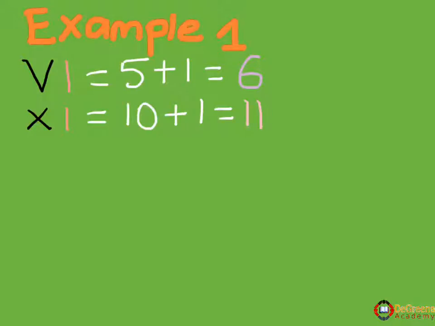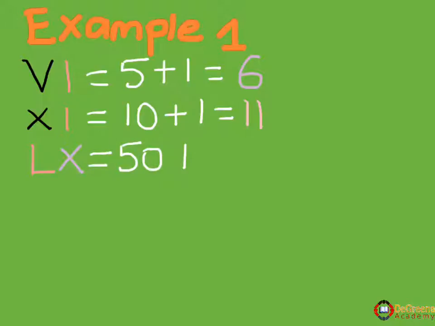The next example is XI. X represents the number 10, I represents the number 1. Since I is placed to the right of a larger symbol, which is X, you simply add the resulting numbers. So you have 10 plus 1, that gives you 11.